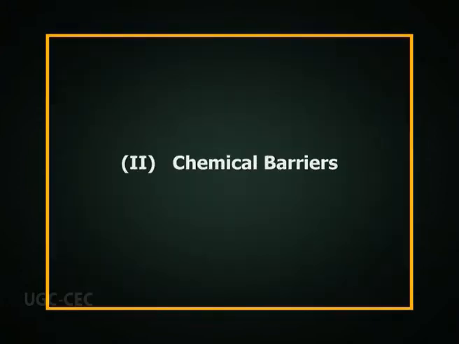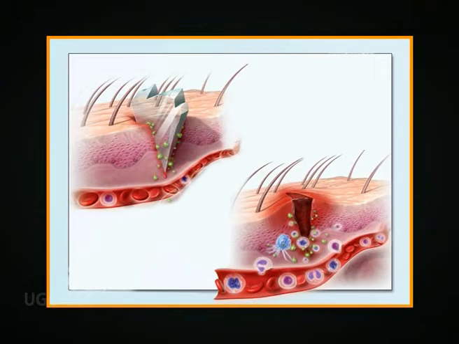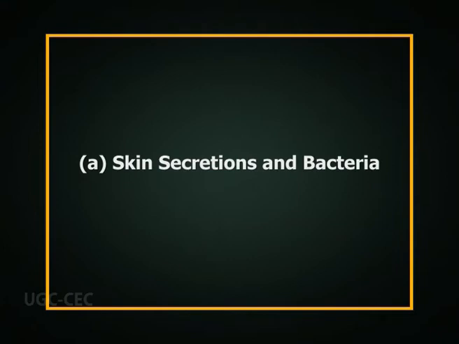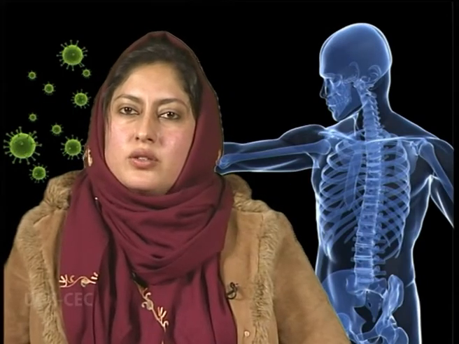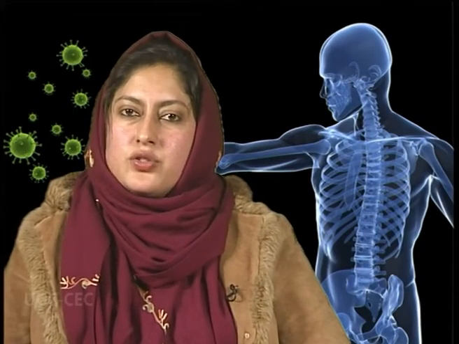Now the chemical barriers. The skin and the mucous membranes secrete certain chemicals which dispose of pathogens. Skin secretions and bacteria: the oil and sweat secreted by the sebaceous and the sudoriferous glands contain fatty acids and lactic acid, which make the surface acidic. This does not allow the microorganisms to establish on the skin.